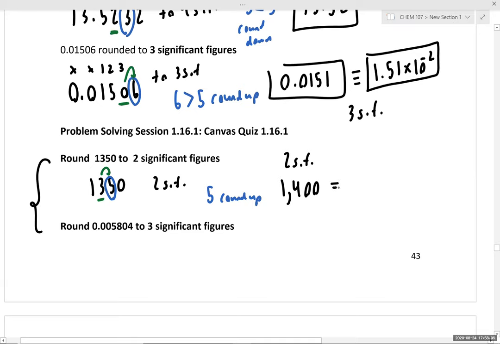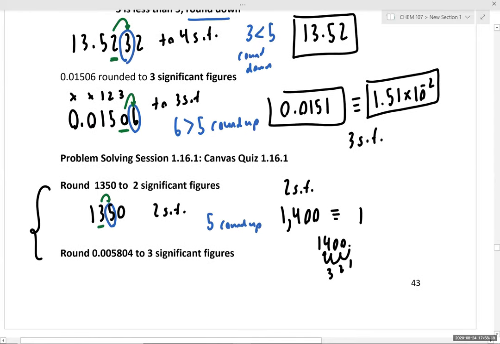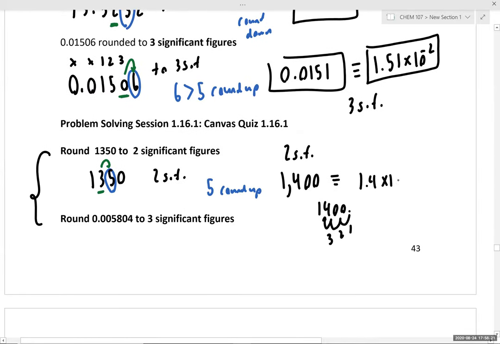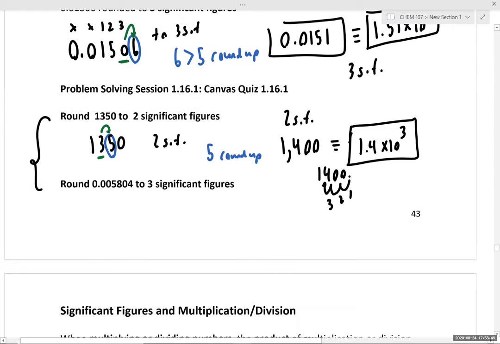If you want, you can write this number in scientific notation. And that in turn gives us 1.4 times 10 to the third. And here, this is why I like scientific notation, because it's very explicit about the number of digits that we can report. Does this make sense to everyone? So you still need your placeholder digits to note that 1400 is a large number. Just like you need placeholder digits to note small numbers.